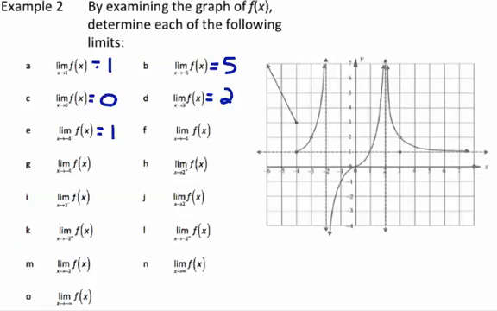With f, we're still approaching -4, but this time from the left. So we're coming into -4 like so. From that side, the function is approaching a height of 3.